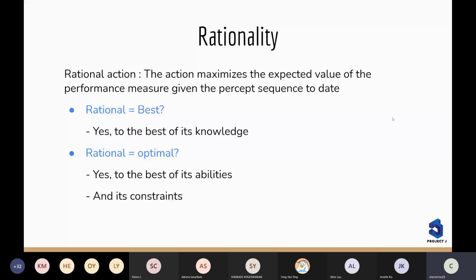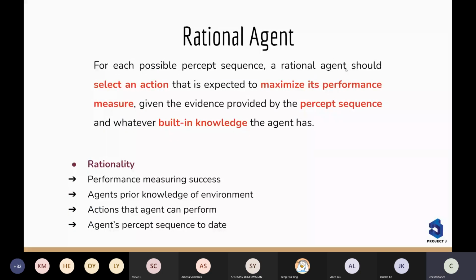Okay, so for each possible percept sequence, a rational agent should select an action that is expected to maximize its performance measure, given the evidence provided by the percept sequence and whatever built-in knowledge the agent has. It means that the rational agent should maximize the performance measure by using the percept sequence, and carry out the action that is available to carry out.